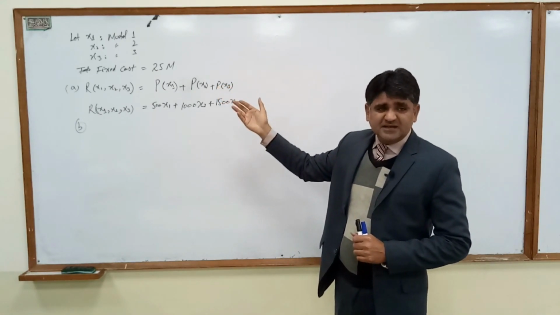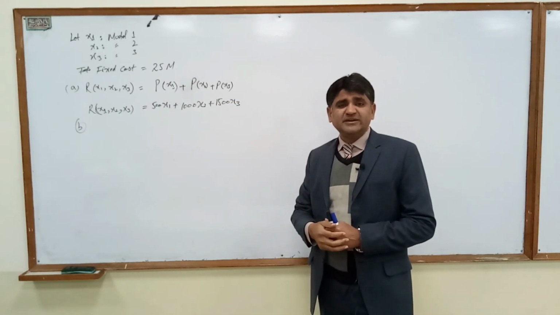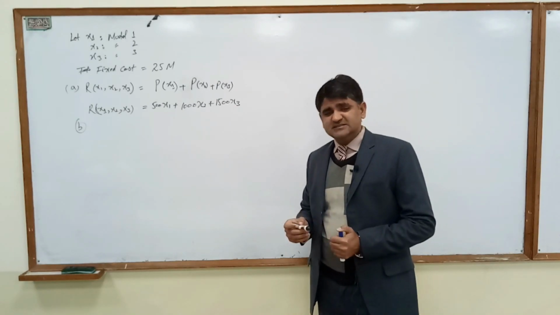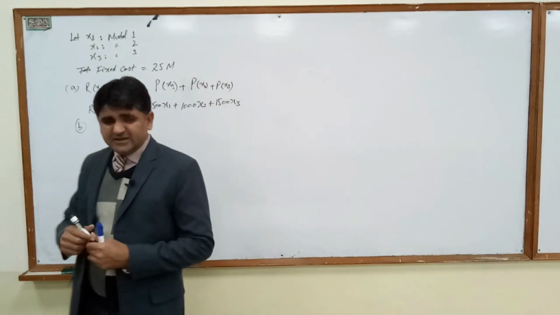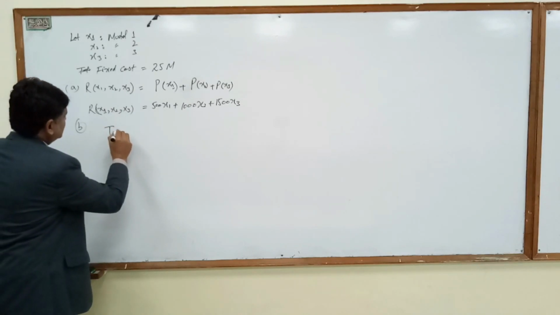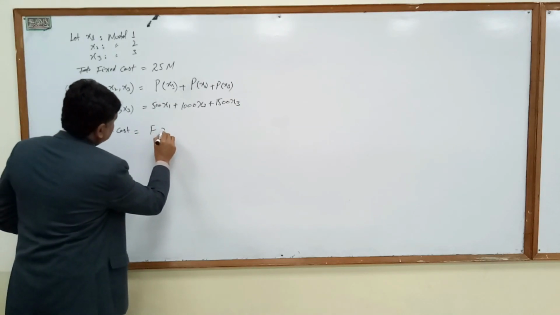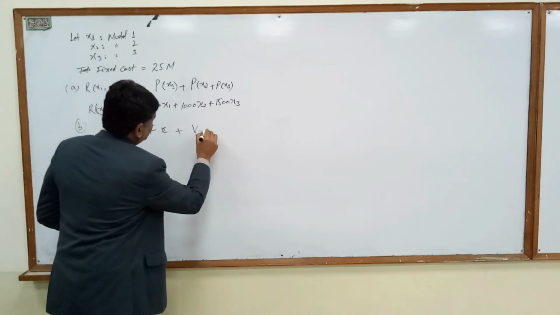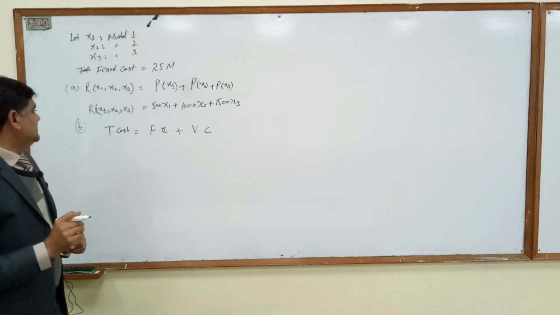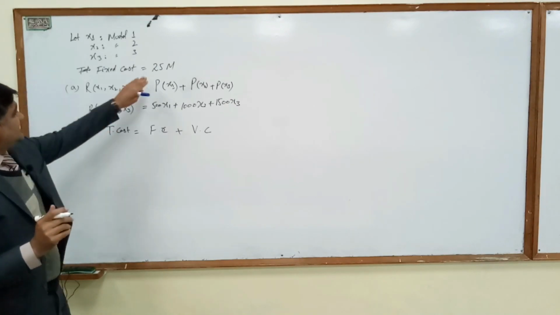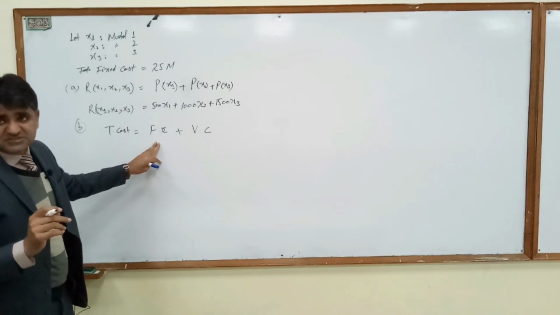And variable cost. There are two further costs related to variable cost. One is material cost. Second is labor cost. First, we can write the function: total cost is equal to fixed cost plus variable cost. Okay, students? As you know, fixed cost is 25 million. Variable cost has two types.